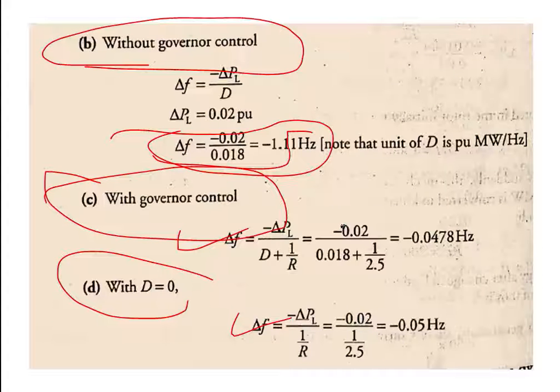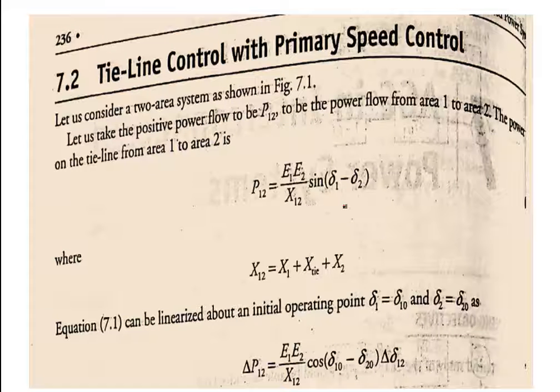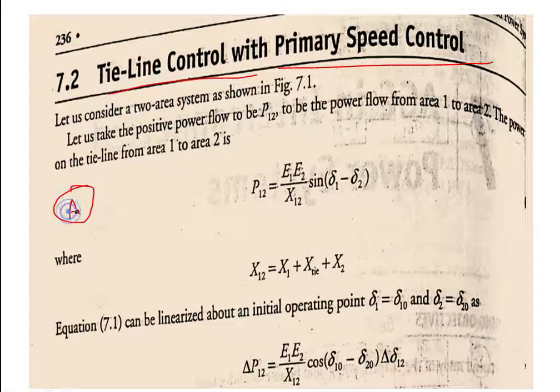So now we shall move on to the next concept, that is tie line control. Tie line means, with the help of two areas, we control the power flow between the two areas. So we can call it a tie line. Let us consider area 1, that is A1, connected to area 2, A2.